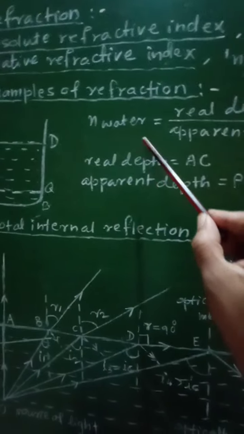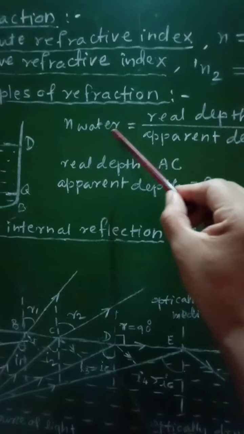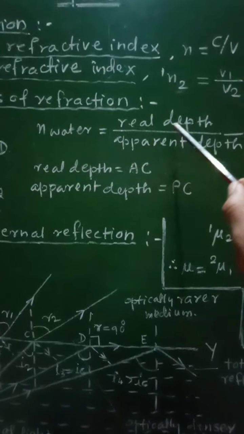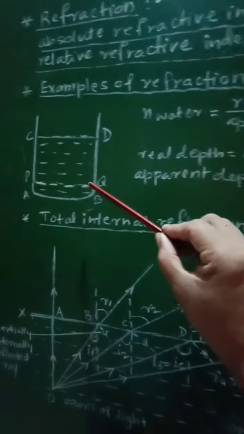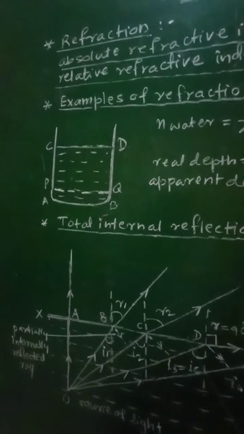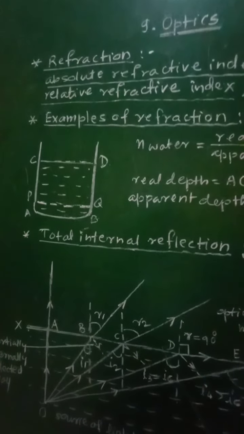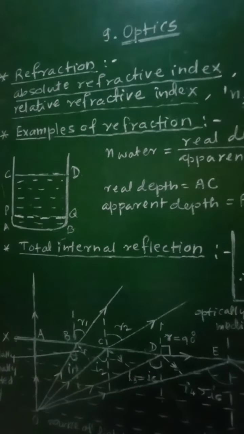Then from this formula, that is n water, refractive index of water, is equal to real depth upon apparent depth, we can find out the refractive index of water. Now let us consider the second example.